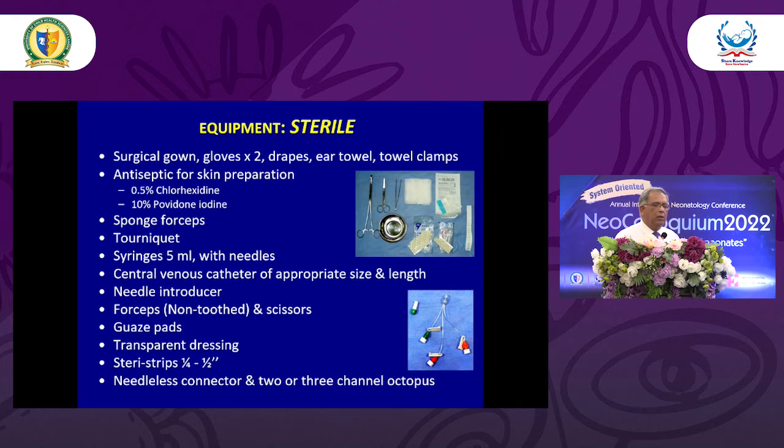The other equipment which is used for diversifying or for multiple channeling is a three-way stopcock. We should not use a three-way stopcock in newborns because of higher chances of infection associated with it. This is a totally sealed thing. It's called an octopus. It can be two-way, it can be three-way, or it can be multiple.